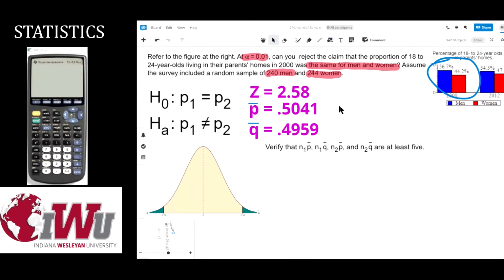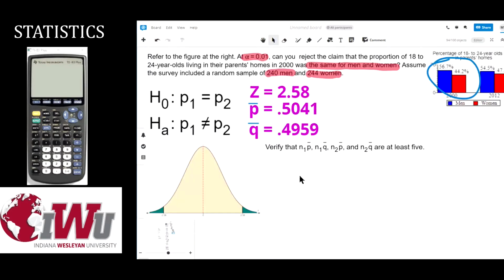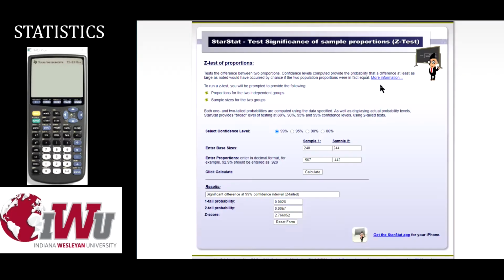So now at this point, I'm going to actually use some technology here. I'll take an online calculator, and I have already entered it here. So I did 240, 244. We entered the information, calculated it. Now we ended up getting a z-score of about 2.76. So what does that mean? Well, let's go back over here. 2.76. I used an online calculator to get that test statistic.